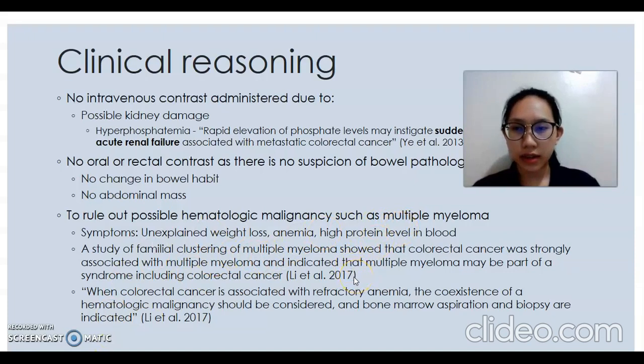I have found a similar case in an article by Lee et al. 2017. There is a study of familial clustering of multiple myeloma, which shows that colorectal cancer was strongly associated with multiple myeloma and indicated that multiple myeloma may be a part of a syndrome, including colorectal cancer. They have also concluded that when colorectal cancer is associated with refractory anemia, the coexistence of a hematologic malignancy should be considered, and bone marrow aspiration and biopsy are indicated.